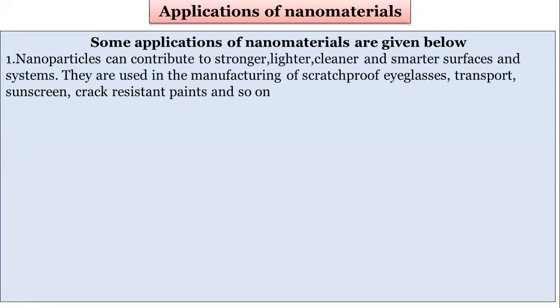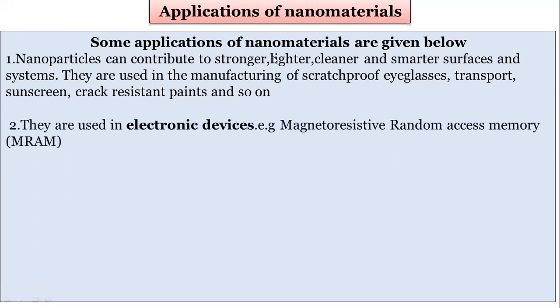A question will be asked for 2 marks on the application. Some of the applications of nanoparticles are given below. Number one is where these nanoparticles are used. As these nanoparticles can contribute to stronger, lighter, cleaner, and smarter surfaces and systems, they can be used in manufacturing of scratch-proof eyeglasses, then for transport purposes, then sunscreen, crack-resistant paints, and so on, because of these unique properties of the nanoparticles.